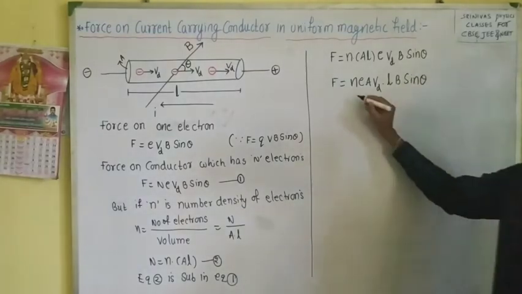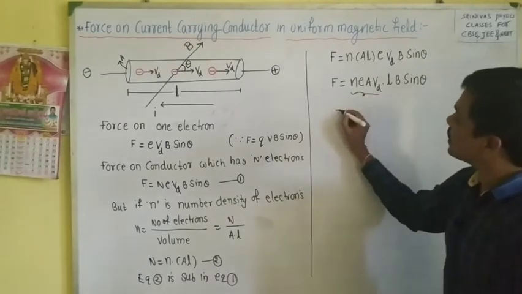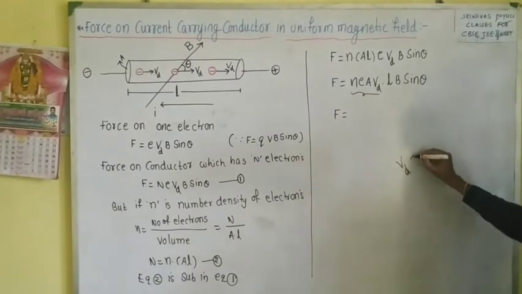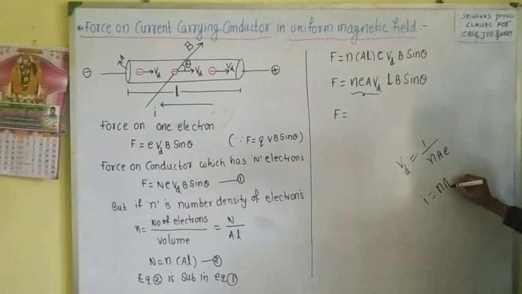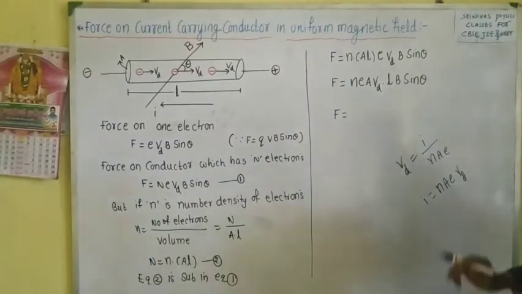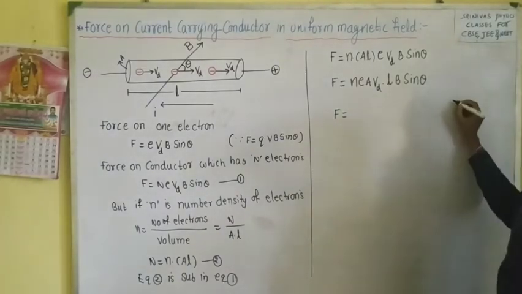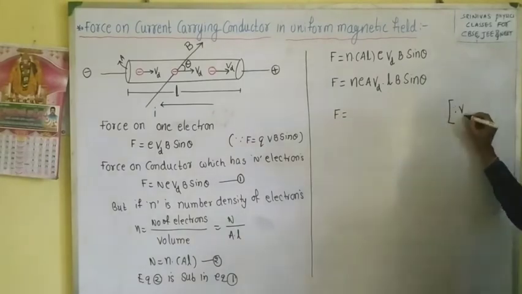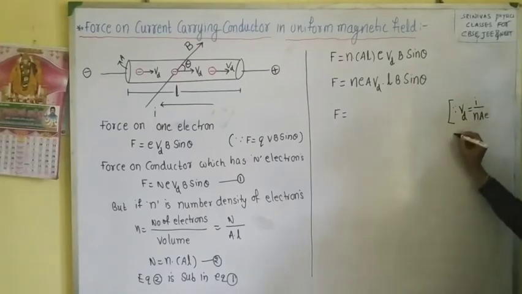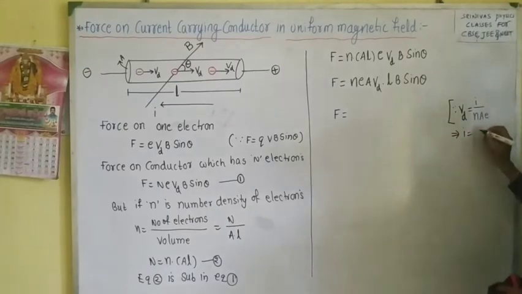What is this n e A Vd? We already know the drift velocity formula, that is I by nAe. From this, I equals nAe Vd, right? This is the current equation. Then we write it like this. The drift velocity formula is I by nAe, and from this, the I formula is nAe into Vd.